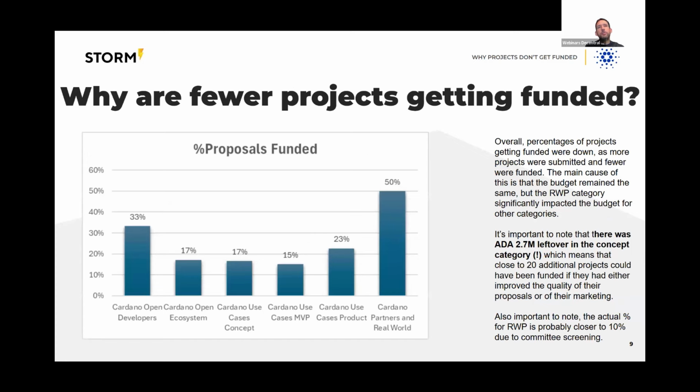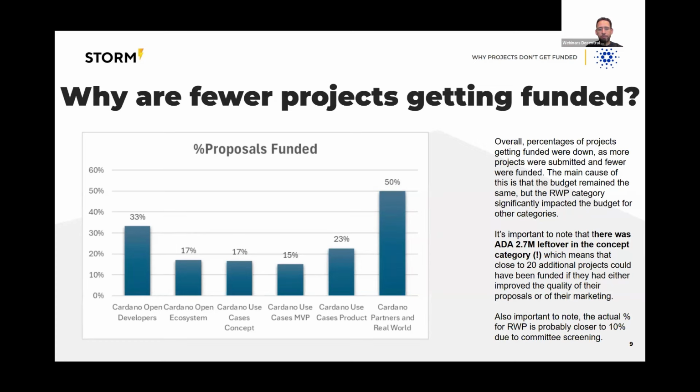So the question many people might ask in Fund 12 is, why did fewer projects get funded? And the answer for that is fairly simple. We were given as a community the same amount of money, but there were many more projects submitted. And in fact, I think we went from 900 projects in Fund 11 to 1,200 in Fund 12. Of those projects, so that would already be in terms of averages, an increase in projects of 30%.